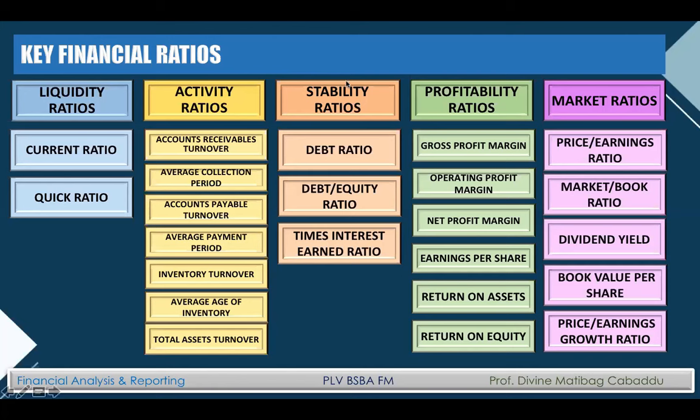For creditors naman, mas after sila doon sa liquidity ratios and stability ratios because they would like to know if may kakayahan yung company na bayaran sila sa kanilang utang. Okay? Now, profitability ratios include gross profit margin, operating profit margin, net profit margin, earnings per share, return on assets, and return on equity. Whereas market ratios naman, price earnings ratio, market book ratio, dividend yield, book value per share is used, okay, in the computation of some of our market ratios, and of course, price earnings growth ratio.